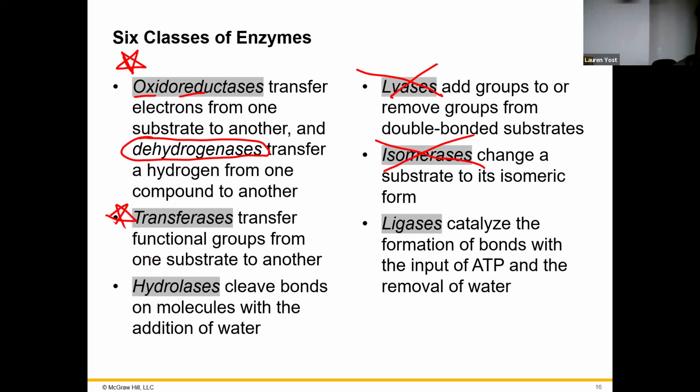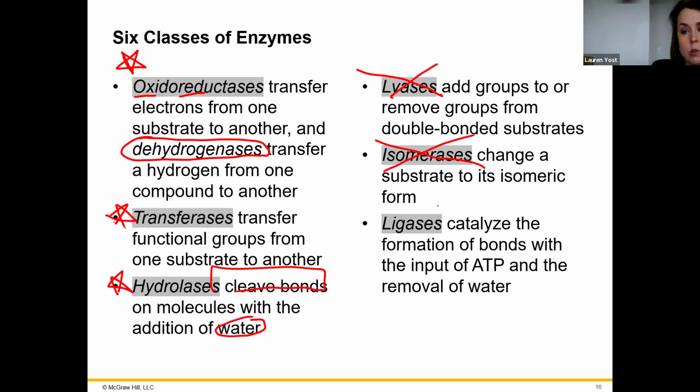Hydrolases, we are now cleaving or breaking bonds. Hydrolases, they're going to cleave bonds on the molecules with the addition of water. That's where the hydro part comes from, okay? It's the water part. So we're going to be adding water into this reaction in order to cleave some bonds. That's all this is, okay?